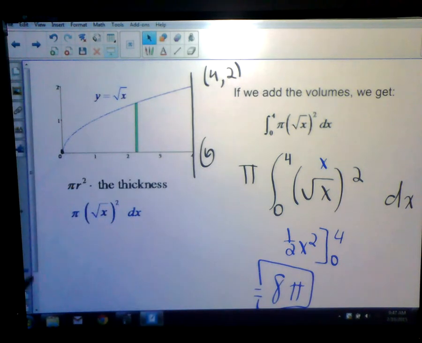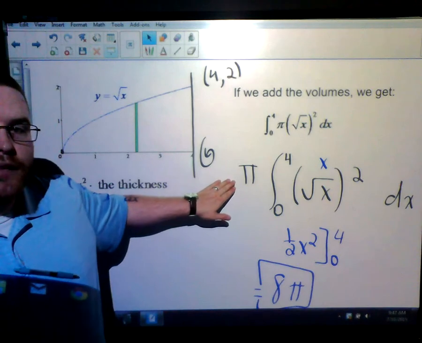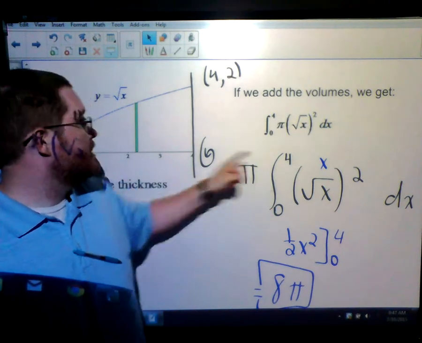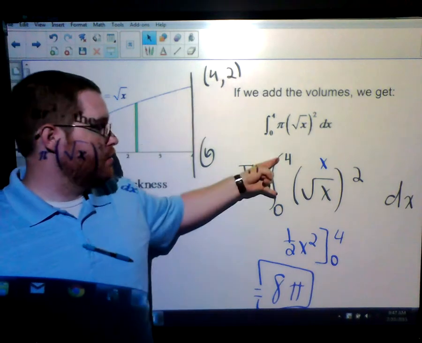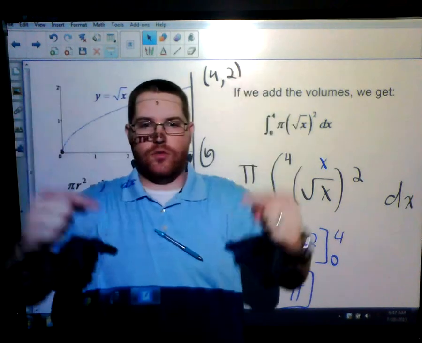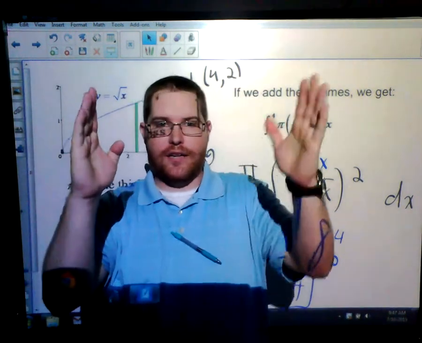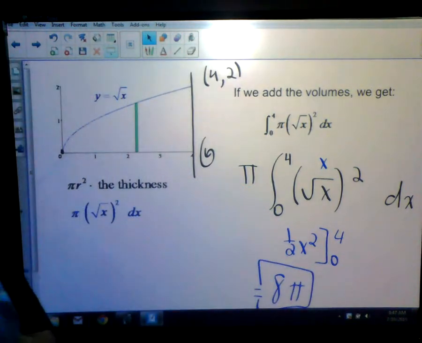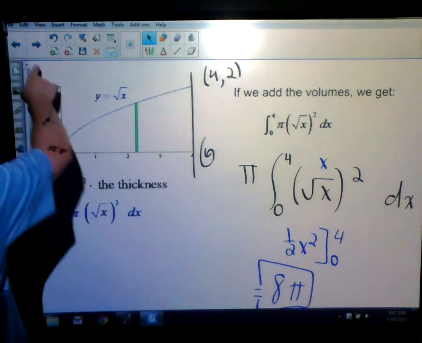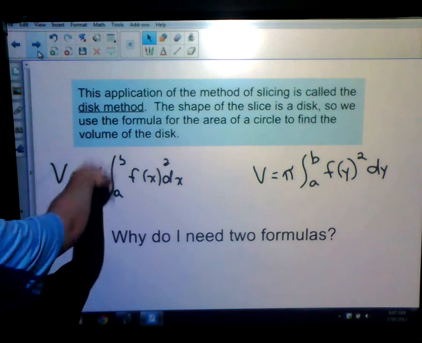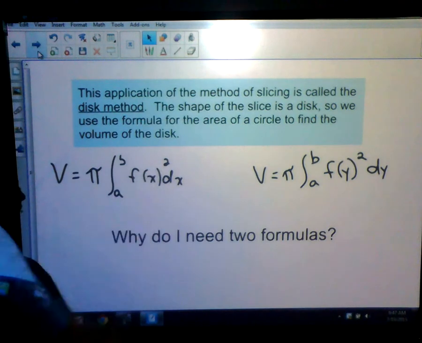So again, let's talk through this again. It's pi because I'm rotating. It's an integral because it's a sum of an infinite number of cylinders. 0 to 4 is where I'm going from and to, the x values. I use x values in dx because I'm going this way, so I need a left and a right side. And it's the function, the radius, squared. So, what's the general idea for the disk method? Pi integral radius squared dx.